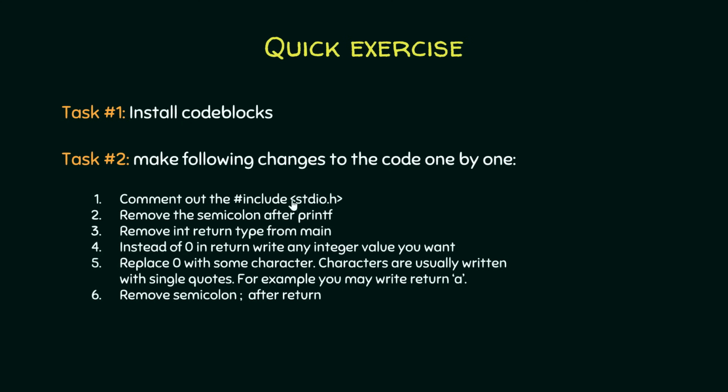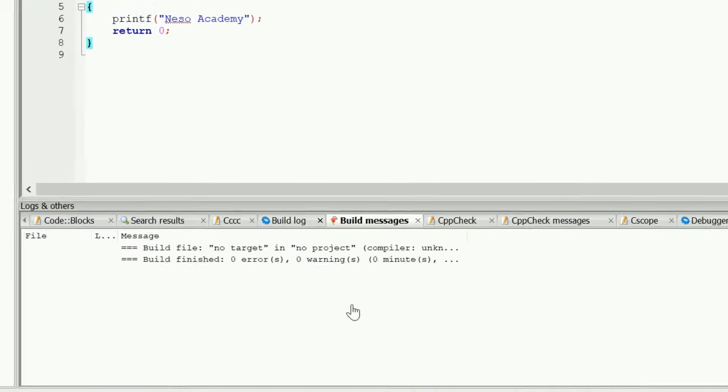Comment out the #include stdio.h. Second thing, remove the semicolon after printf. Remove the int return type from main. Instead of 0 in return, write any integer value you want. Replace 0 with some character. Characters are usually written with single quotes. For example, you may write return 'A'. Remove the semicolon after return. The errors are shown in the window below.